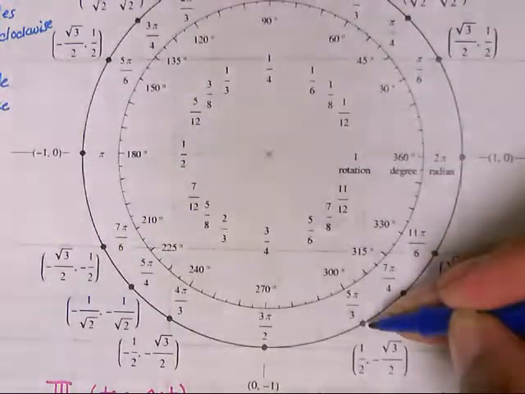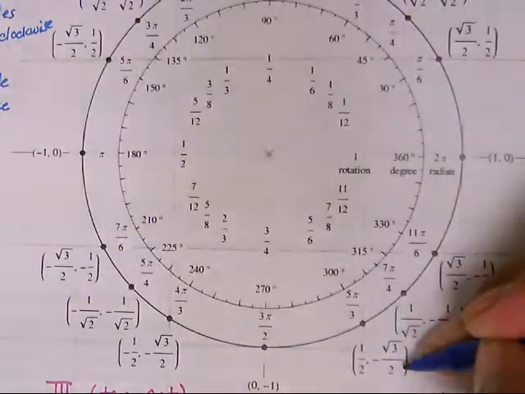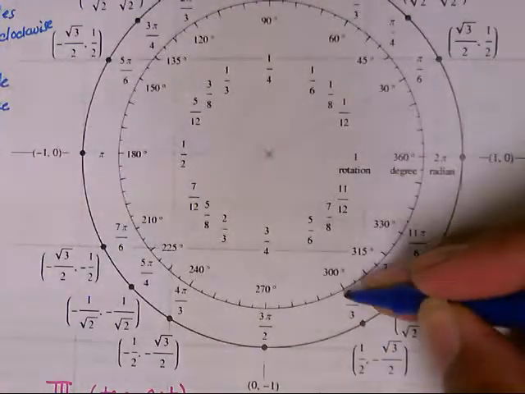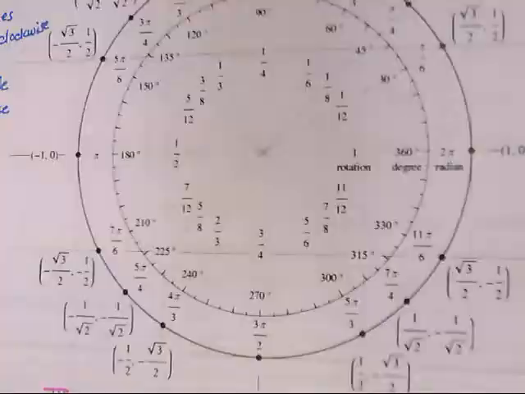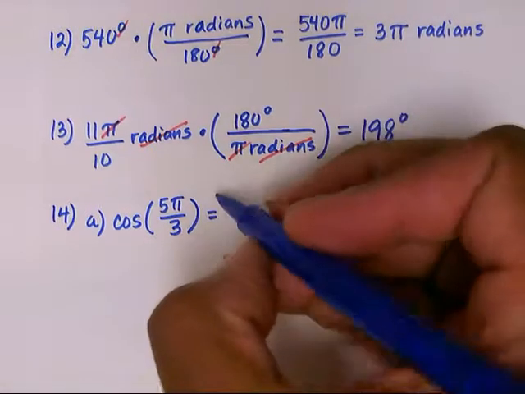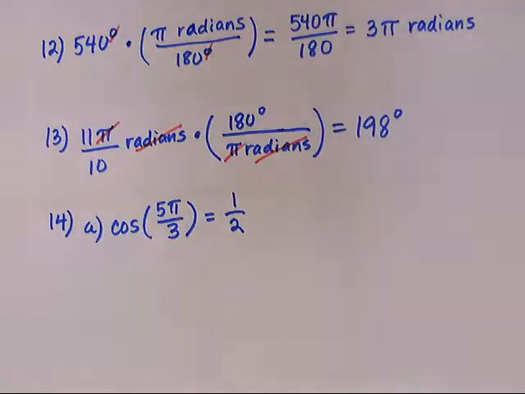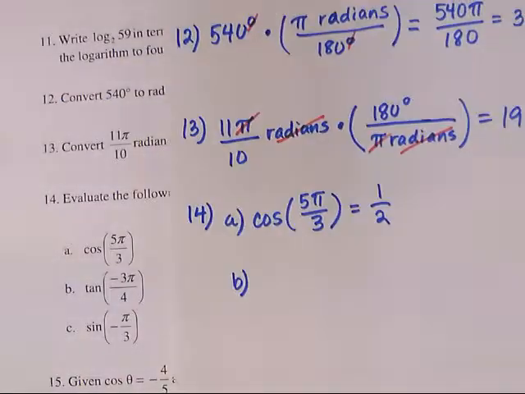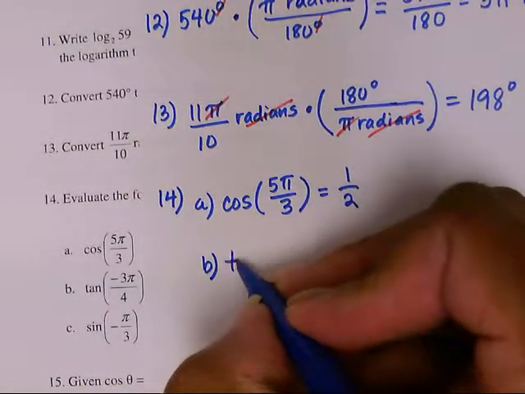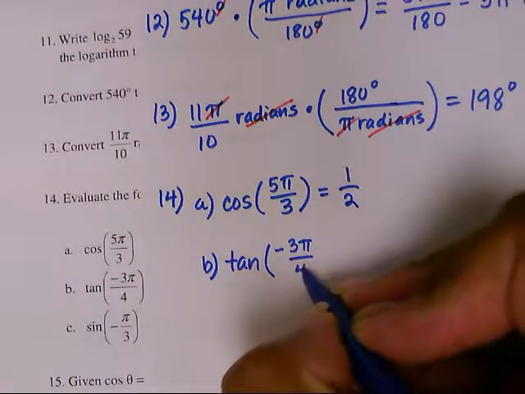Now keep in mind, your cosine is always going to be your x value. The sine is always going to be your y value. So here, 5 pi over 3, the cosine of that would be 1/2. So for the cosine of 5 pi over 3, it's just going to simply be 1/2. Okay. Part B. The tangent of negative 3 pi over 4.